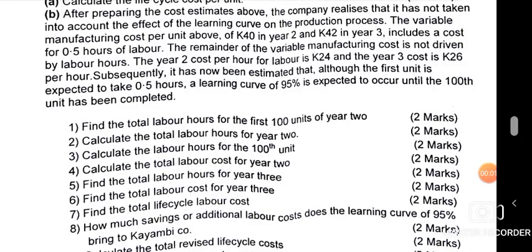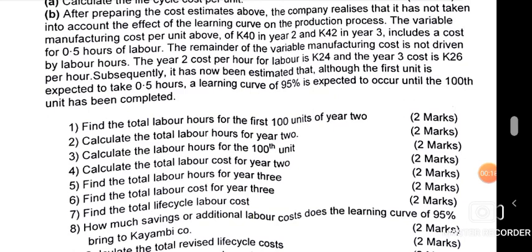Yeah, so this video is on learning curve. So we want to look at this question in particular, the one which is on the screen. After preparing the cost estimates above, so I'll show you the cost estimates above that they're talking about, the company realized that it has not taken into account the effect of the learning curve on the production process.